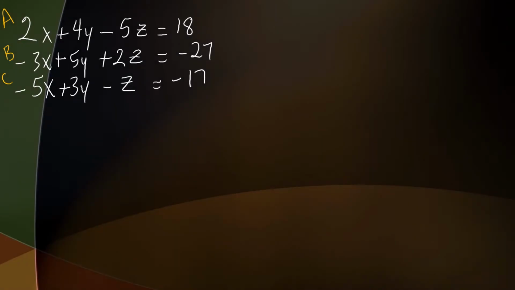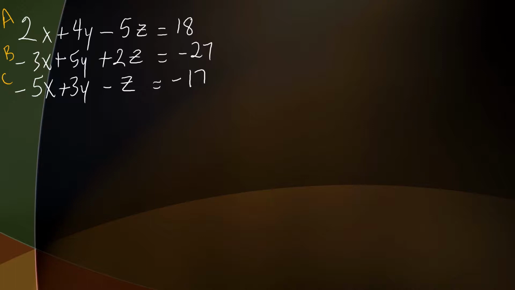All right, well, now we're looking at solving systems of equations in three variables. And over on page 162 in example 1 and guided practice 1A, we see these three equations that I've got written down. So I got 2x plus 4y minus 5z equals 18. Second equation was negative 3x plus 5y plus 2z equals negative 27. And the third equation is negative 5x plus 3y minus z equals negative 17.